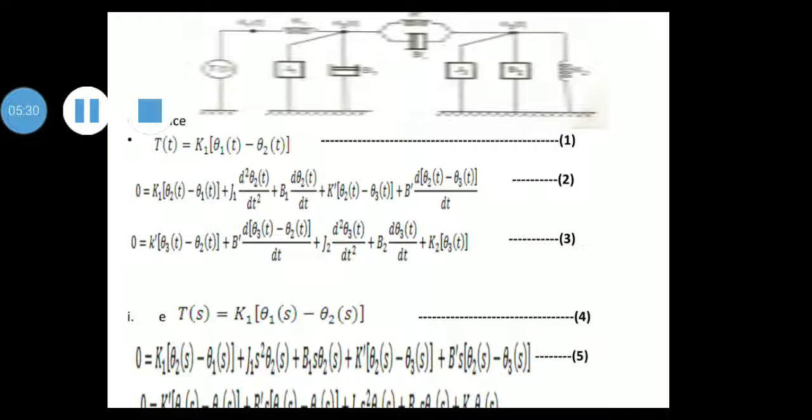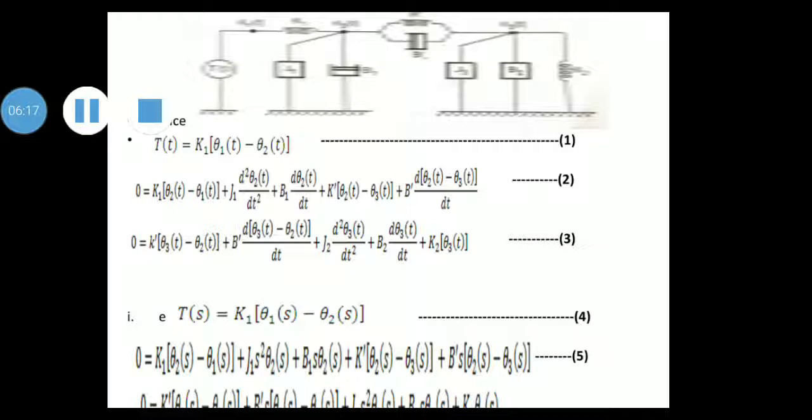Then next we'll take theta 3 of t. 0 equal to K dash theta 3 of t minus theta 2 of t plus B dash d of theta 3 of t minus theta 2 of t by dt plus J2 d square theta 3 of t by dt square plus B2 d by dt of theta 3 of t plus K2 theta 3 of t. This is taken as equation number 3.